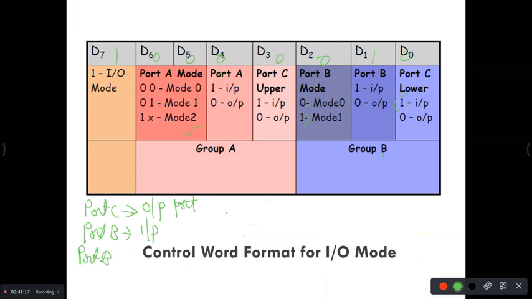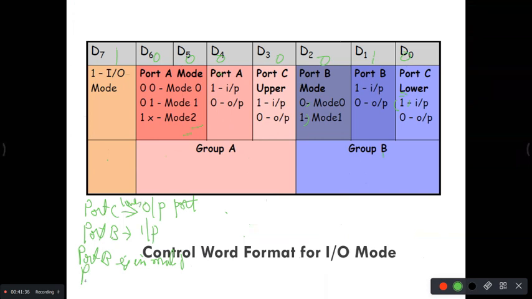What is in port B? Port B is in mode 0. Input mode 0. That's enough. Okay. What about D3? What does D3 indicate? This is port C lower.